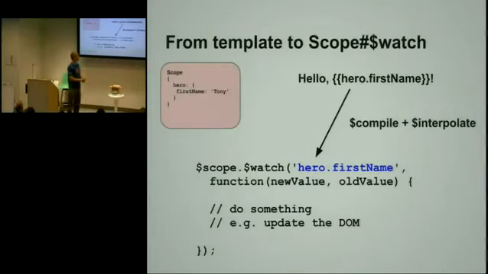What this will do is, once the system is running, every time the hero first name changes, this function will be called and will be passed a new value and an old value. And we can do some action, for example, a DOM update in this case. So this is something that happens under the hood. If you're doing more advanced stuff, you can definitely use these APIs to observe the model mutation in your controllers or in your services. You're free to use them. But this is what is happening automatically when you just use the very basic parts of the templating language.